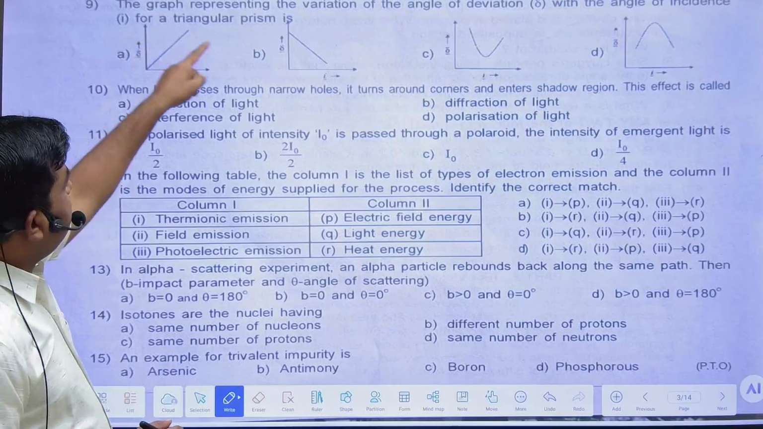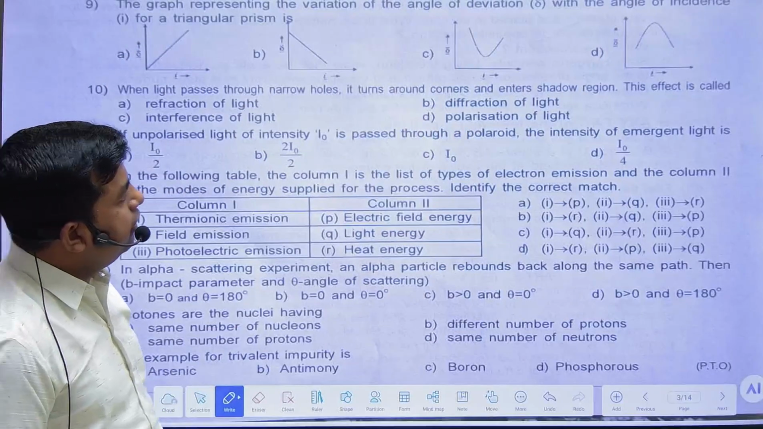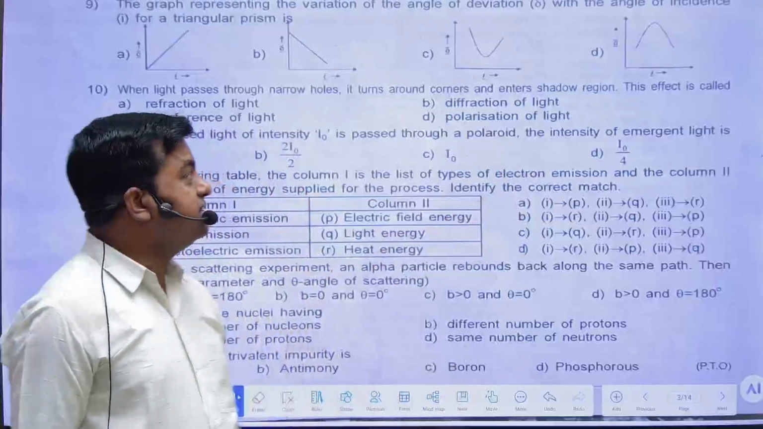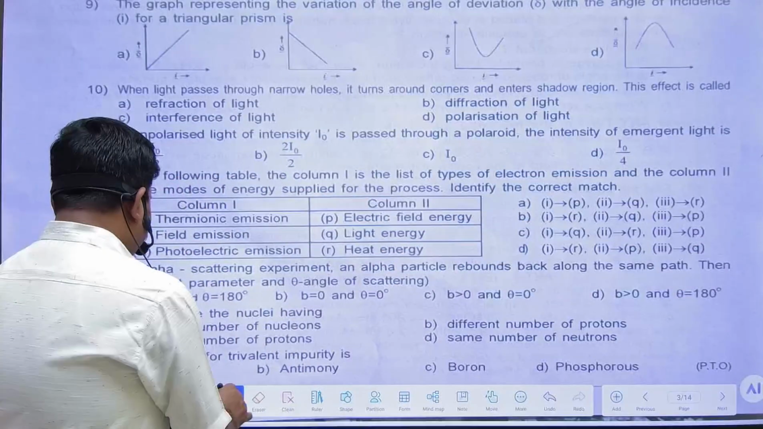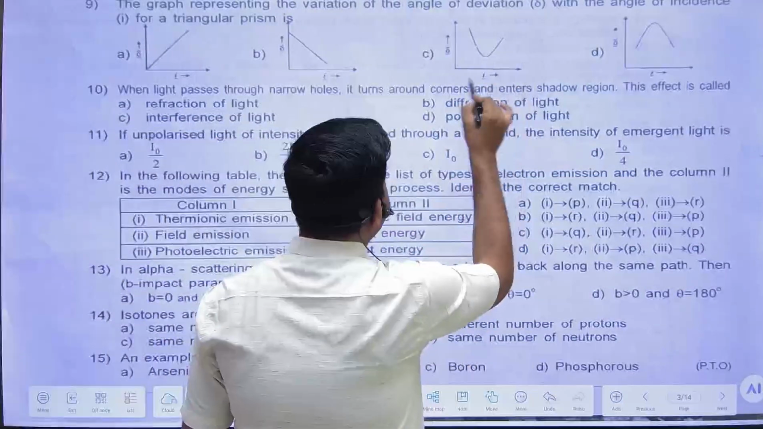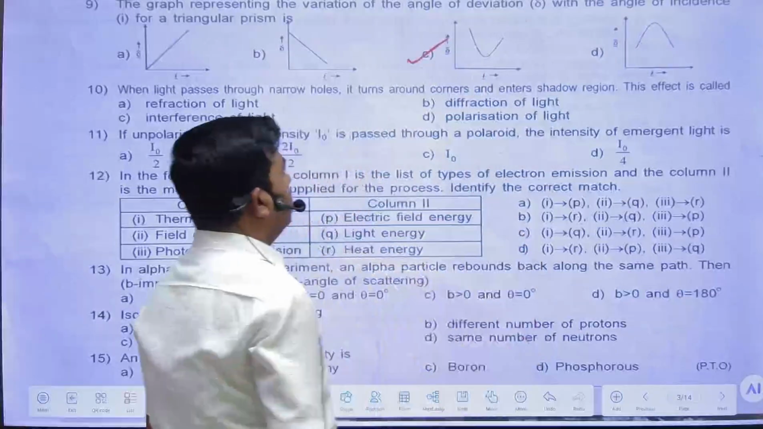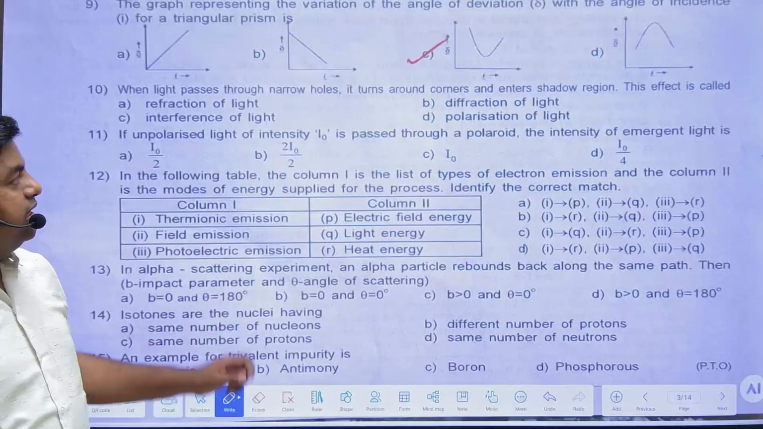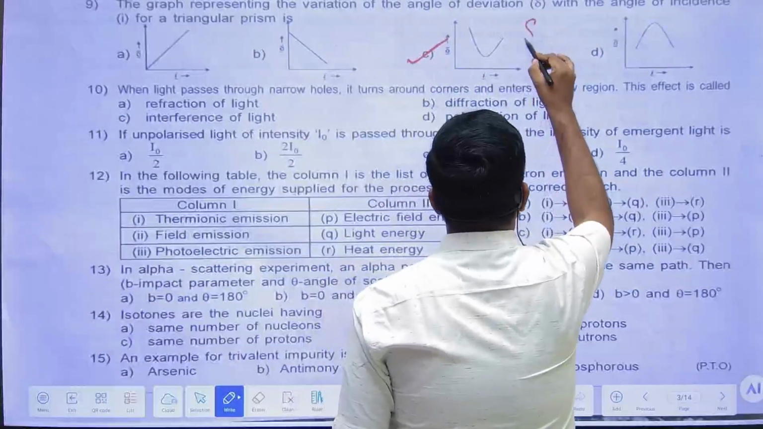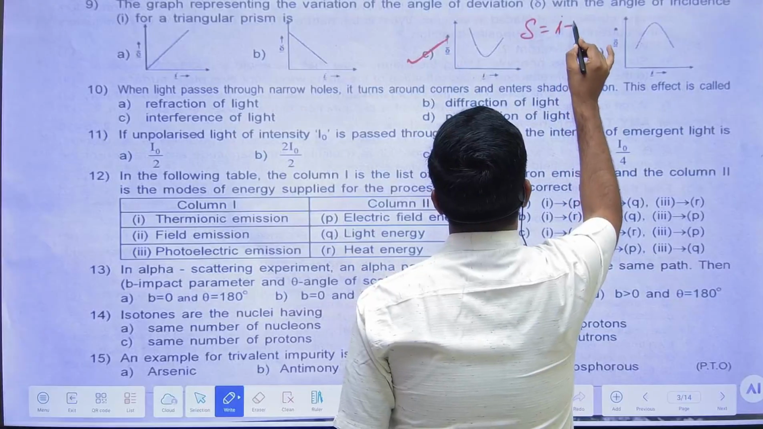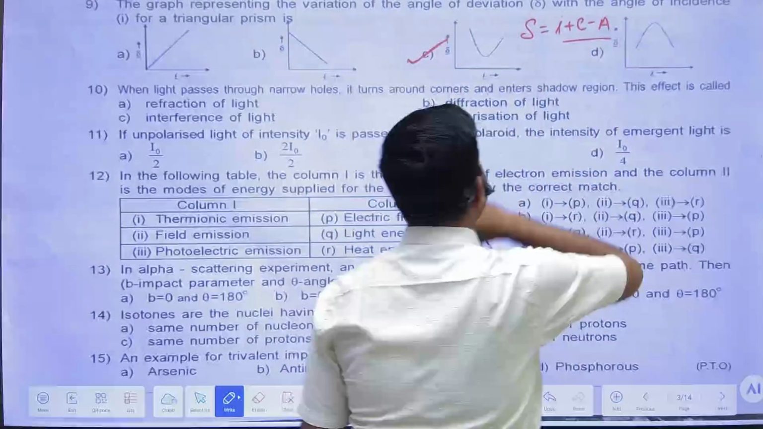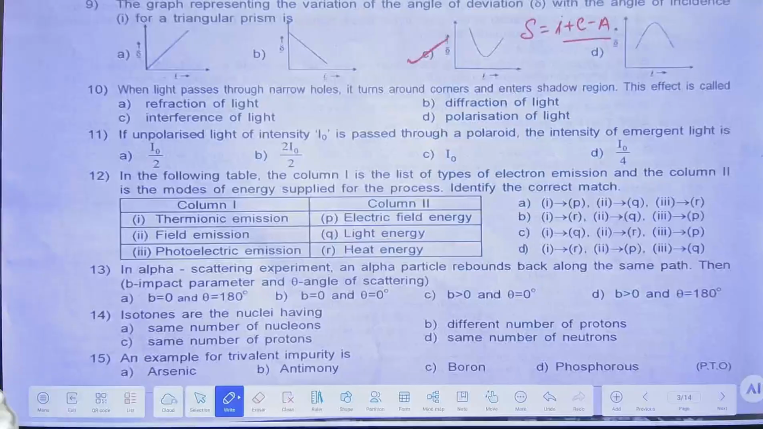We have to discuss the graph representing the variation of angle of deviation δ and angle of incidence for a prism. For a triangular prism, the relation between angle of deviation and angle of incidence gives graph C, because for the prism we know that δ equals i plus e minus A. So we obtain such a type of graph.